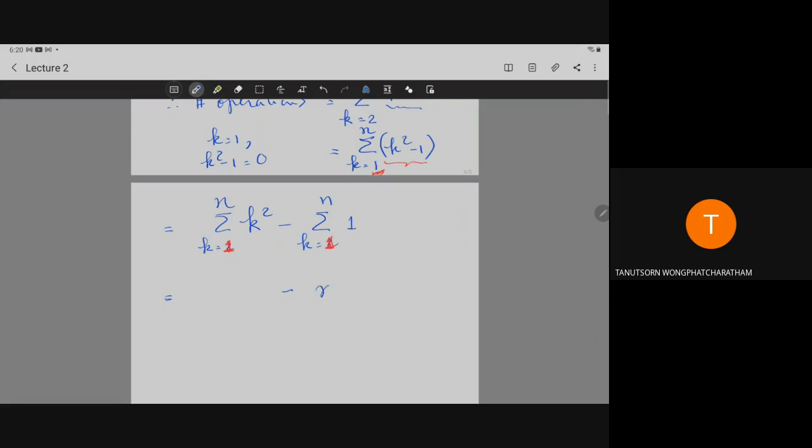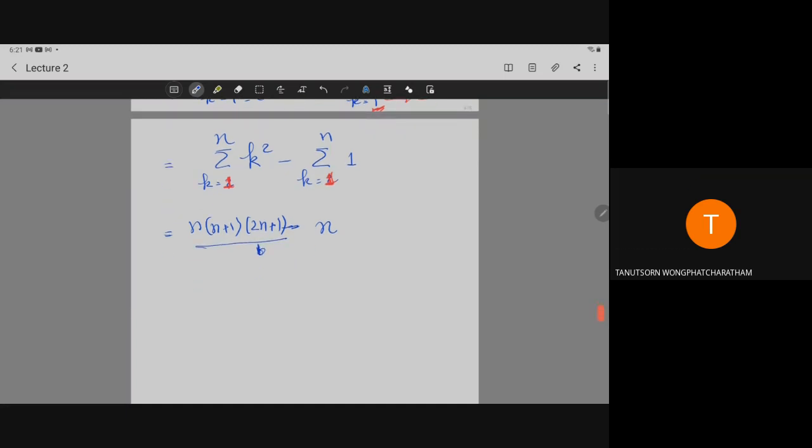Okay, so here you get n. But for the front, we can use the summation formula for variable square. So we get n multiplied with n plus 1, multiplied with 2n plus 1, divided by 6. Okay. So this is the formula for summation. And then, so what is this equal to?